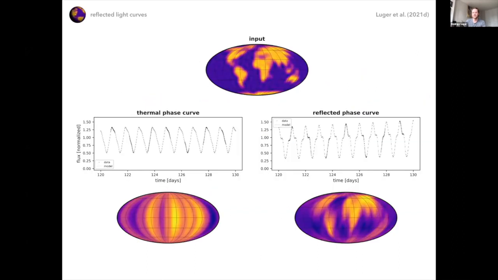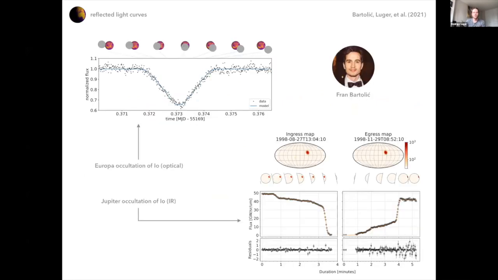I'll skip the slide. This is basically just showing how if you do inference on a thermal phase curve, you don't learn too much. If you do inference on a reflected light phase curve, you learn a lot. So I mentioned this is applicable now.